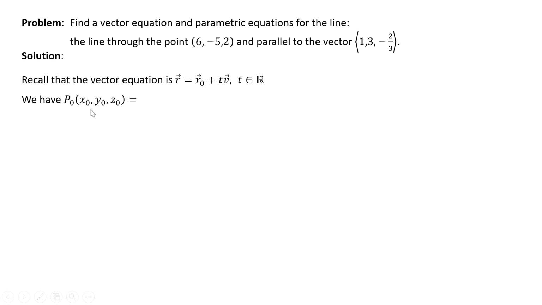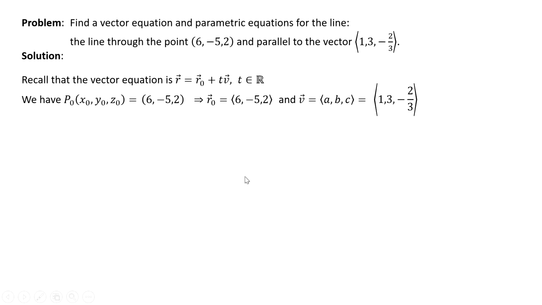We have p sub 0, with x0, y0, z0 equal to 6, negative 5, 2. So that means we know r sub 0 is the vector 6, negative 5, 2. It's just taking a point and expressing it as a position vector. That's all we are doing here. And do we know v? Yep, v is abc, which is 1, 3, negative 2/3.